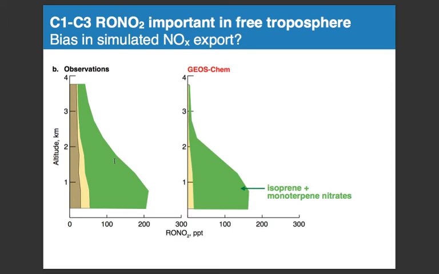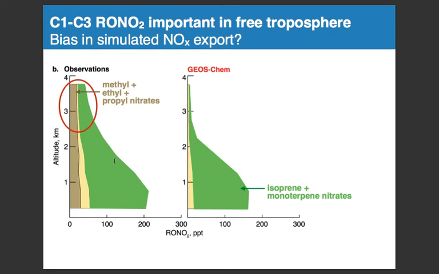But if you start to look in the free troposphere, oh, sorry, wrong way. If you start to look in the free troposphere, there's this wedge of brown stuff, and depending where you look, it can represent about 50% of the total alkyl nitrates seen in the observations in the free troposphere. And it's something that we typically haven't included in GEOS-Chem.